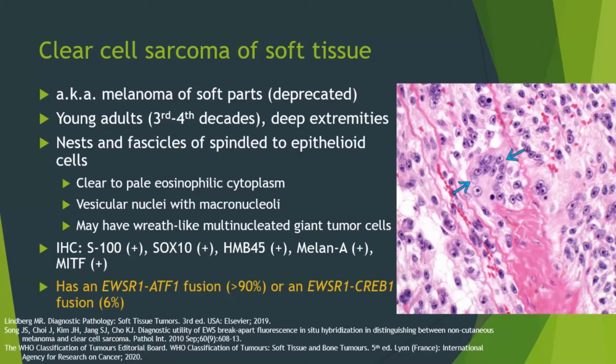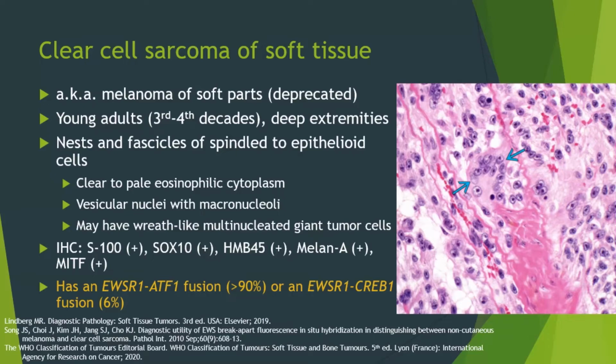It is composed of nests and fascicles of spindled to epithelioid cells with clear to pale eosinophilic cytoplasm, hence the name. The nuclei have macronucleoli, just like melanoma. And they may have wreath-like multinucleated giant tumor cells like you see in the picture. Now, the immunohistochemical pattern of clear cell sarcoma of soft tissue is very like melanoma too. So, it's positive for S100, SOX10, HMB45, Melan A. In about half of the cases, you might be able to see melanin pigment too if you look closely enough.